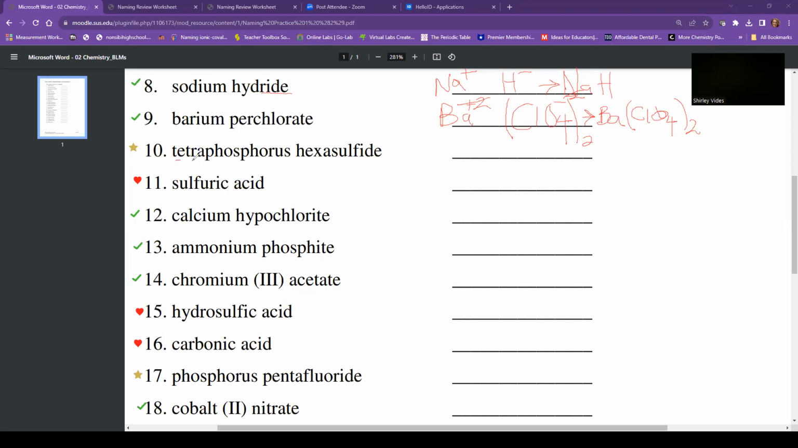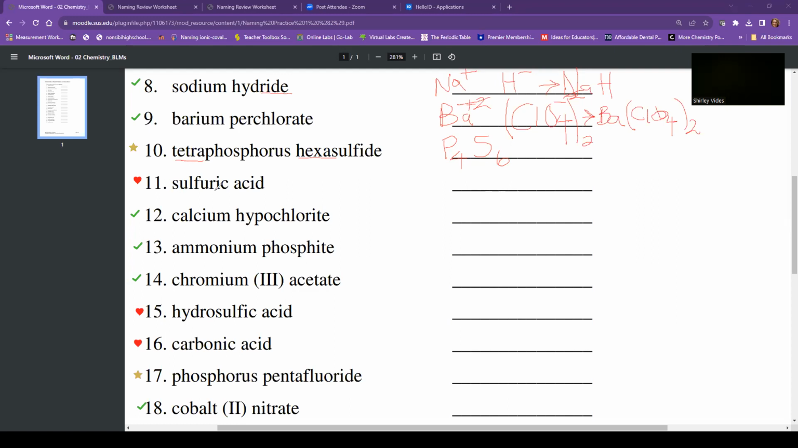Okay, tetra means 4 and hexa means 6. So it's telling us there are 4 phosphorus and 6 sulfurs. That's the easiest one. And no, since this is a covalent compound, we cannot simplify. We do not ever simplify.